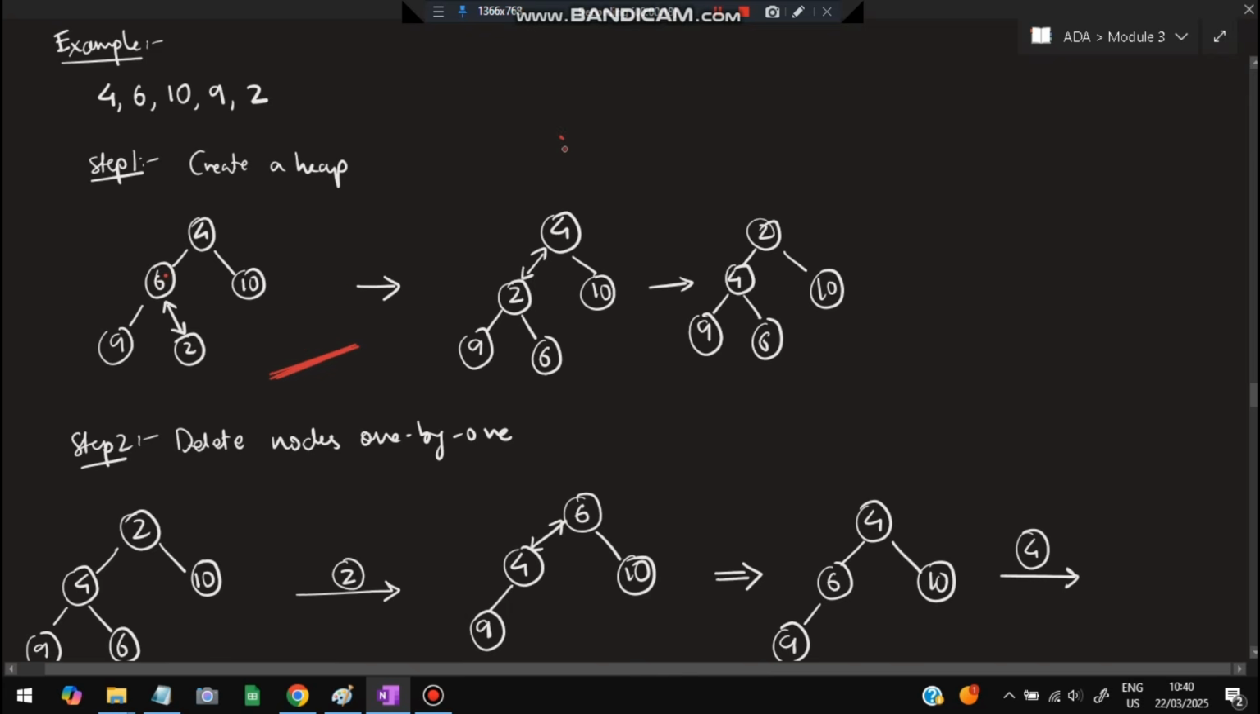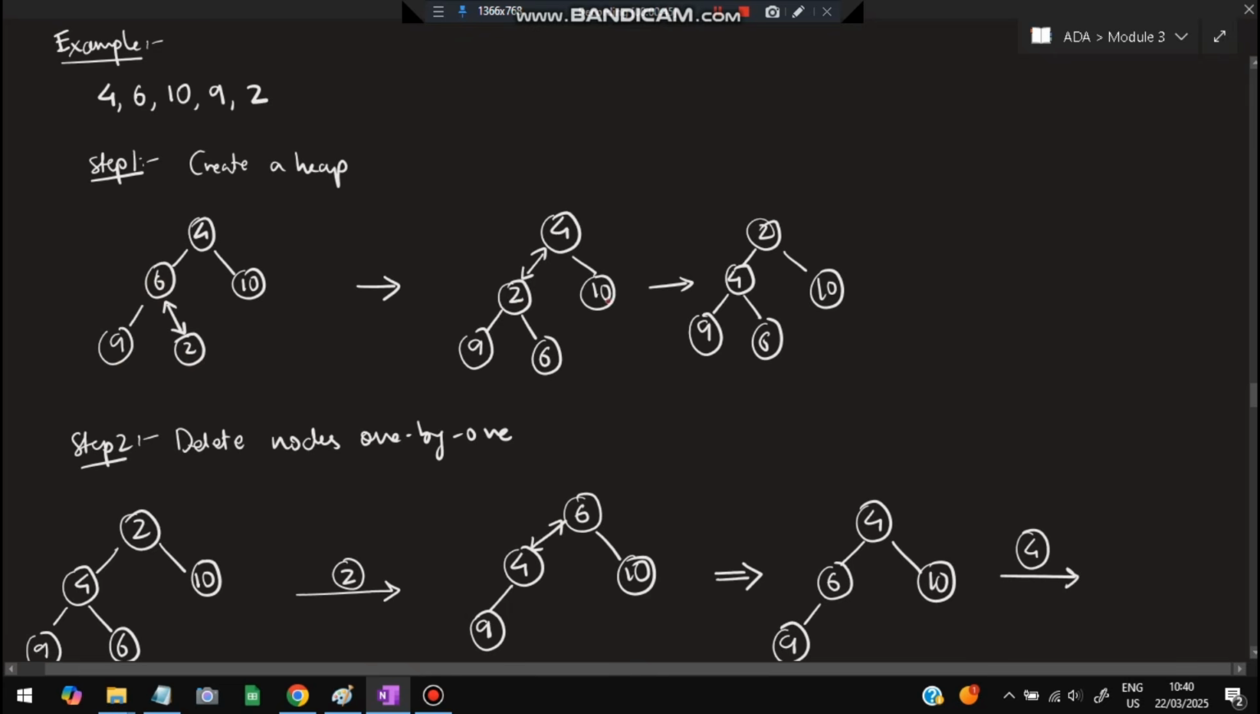But here we are using min heap. Why? Because we want ascending order. So basically the parent should be lesser than the child. That's the criteria, and the root element should be the lowest element. So we'll start from here. Is the parent lesser than the child? No, it's greater, because there is 2 here. So 2 should be here. The smaller among 9 and 2 is 2, so we'll exchange 2 with 6. When we exchange 2 with 6, we get this here.